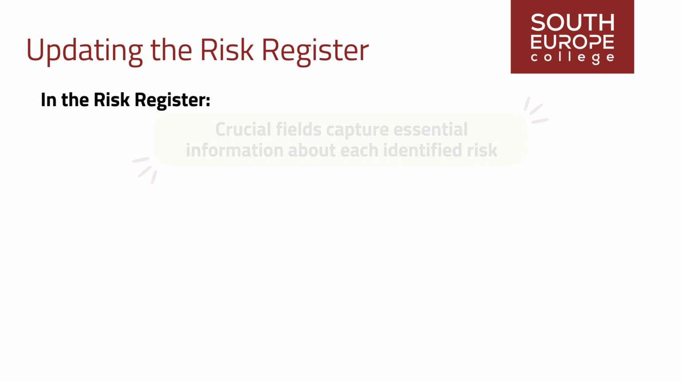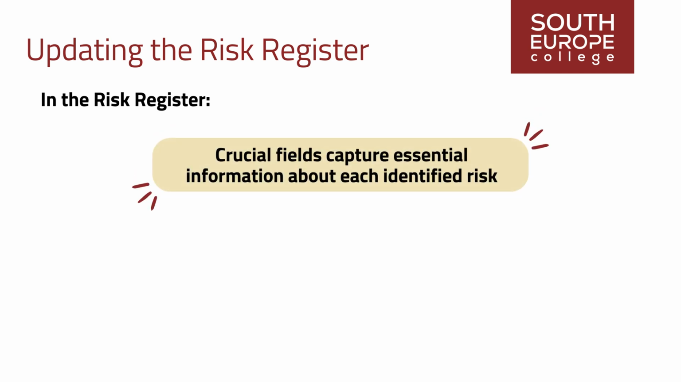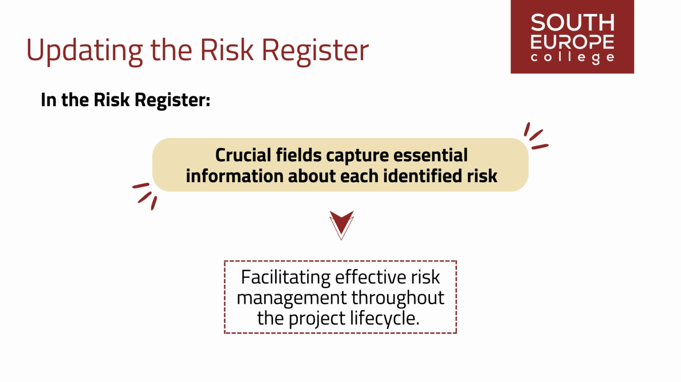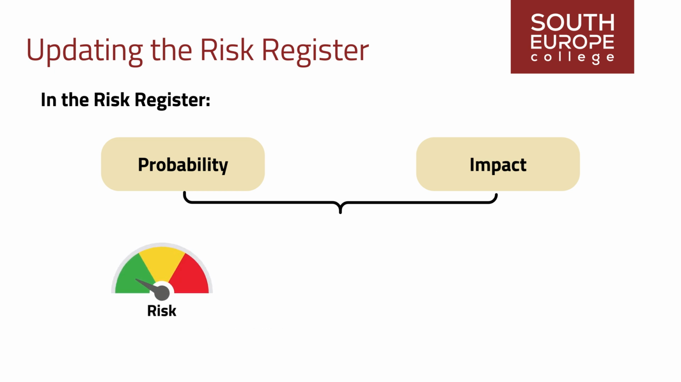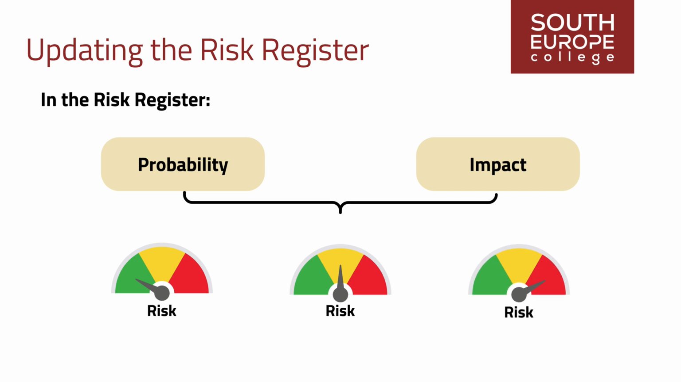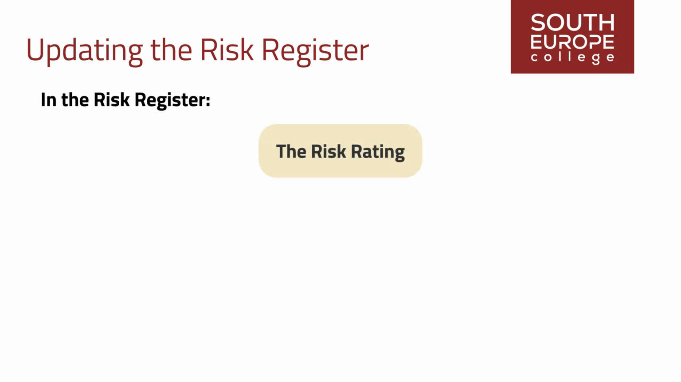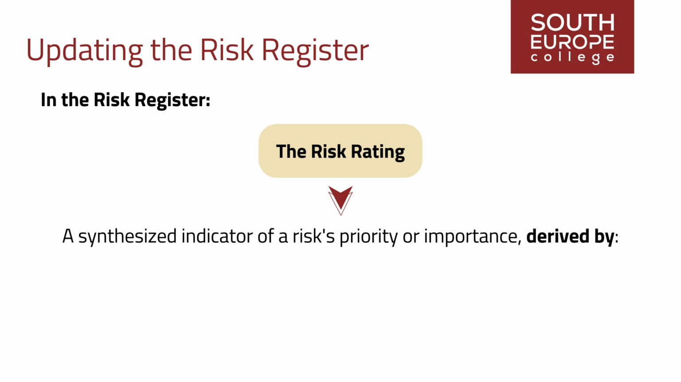In the risk register, crucial fields capture essential information about each identified risk, facilitating effective risk management throughout the project lifecycle. The probability and impact fields capture the qualitative assessment of each risk's likelihood and severity, categorized as low, medium, or high, or any other scale range used based on the outcomes of qualitative risk analysis. These assessments inform decision-making by providing insight into each risk event's potential consequences and likelihood. The risk rating field is a synthesized indicator of a risk's priority or importance, derived by multiplying its probability and impact.